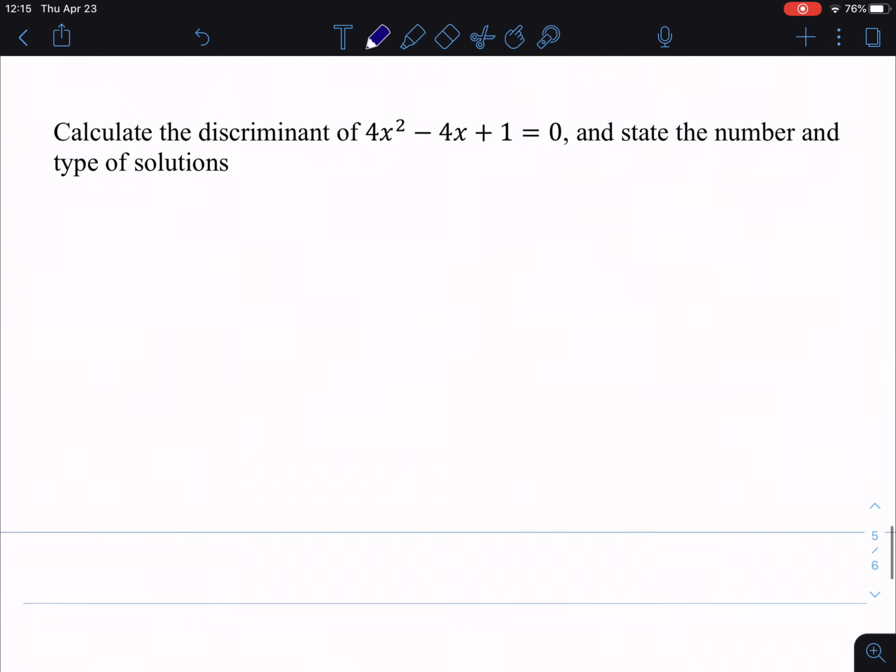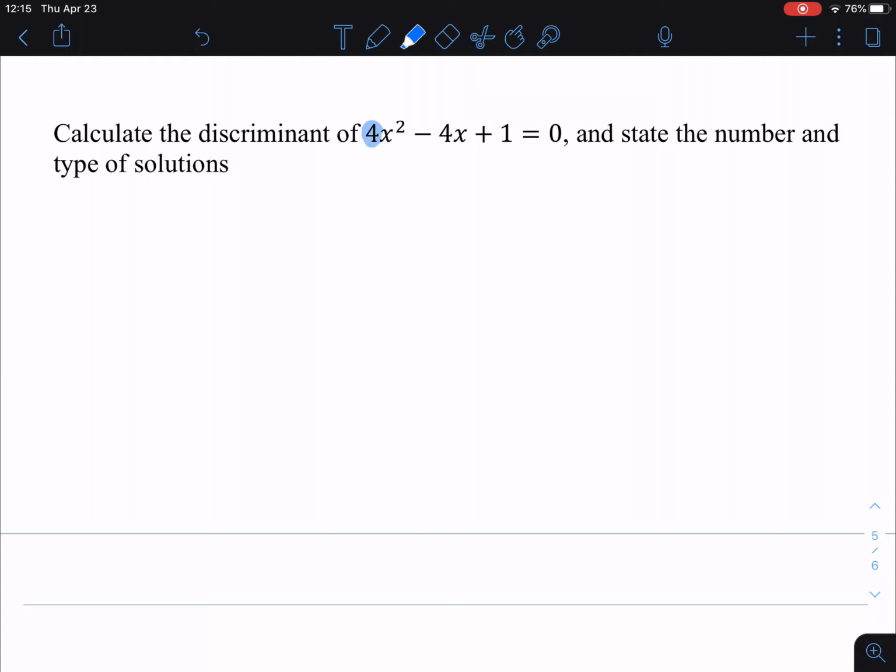And for the last problem that we'll do, we're going to calculate the discriminant of 4x squared minus 4x plus 1. And again, use that information to state the number and type of solutions that we have. So here, okay, I have a is equal to 4, b is equal to -4, and c is equal to 1.